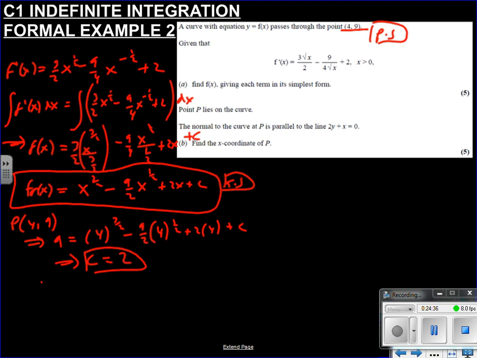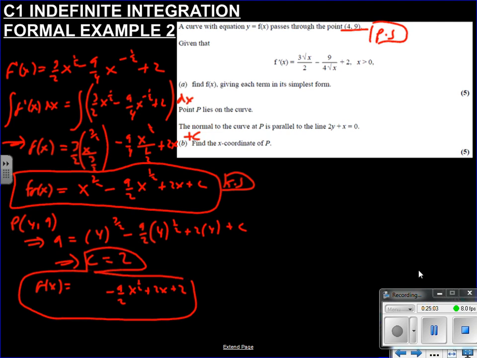So therefore your particular solution, f of x, will be x to the 3 by 2 minus 9 over 2 x to the half plus 2x plus 2. Okay, just put that again. x to the 3 over 2. Okay, so we're happy with that. That's part A done. Part B, it says that the point P lies on the curve.